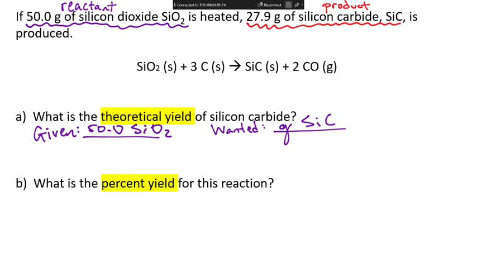Just like the bell ringer, I'm going to do 3 steps of stoichiometry here to go from 50 grams of SiO2, change it to moles, use the mole ratio, and then convert it into grams to see how much I should get. So the theoretical yield is where you take your reactant and do stoichiometry to get that same product. In step 1, I need to divide by the molar mass, so I'll get the molar mass of silicon dioxide.